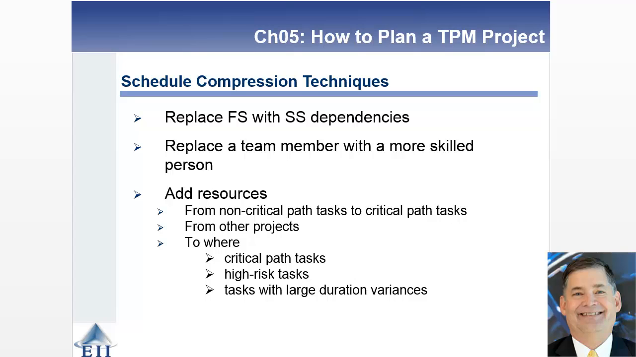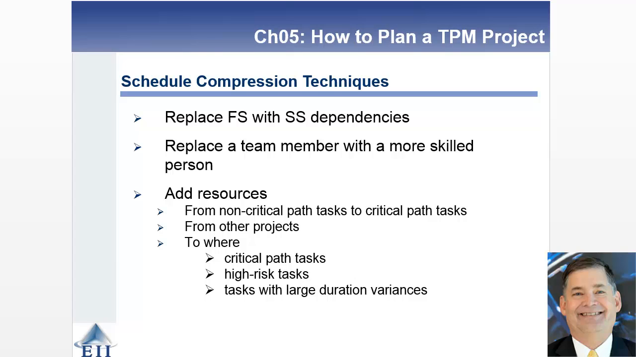Changing out some of your team members with other team members that are more skilled is another mechanism for compressing the schedule. Adding resources, be they people, money, contract workers. There are lots of things you can do to add folks to the task. You can take some risk on your non-critical path tasks and add them to critical path tasks in the attempt to shorten the duration of those critical path tasks.